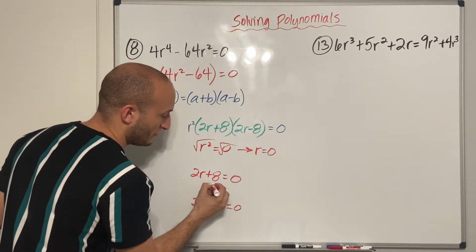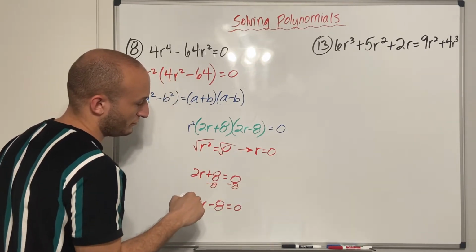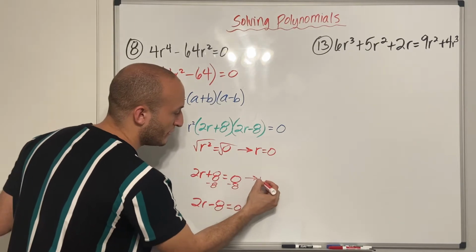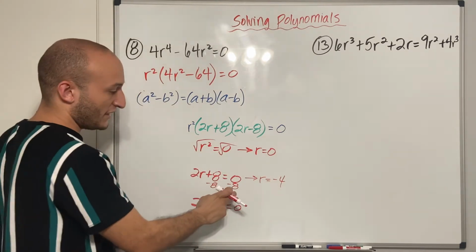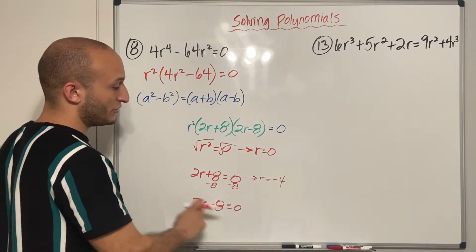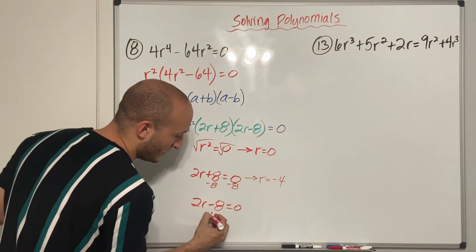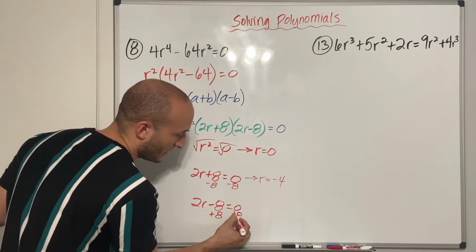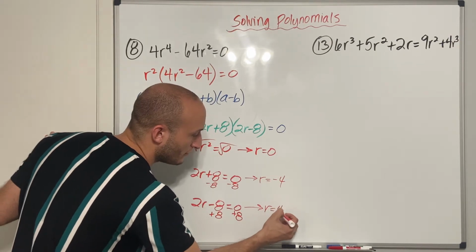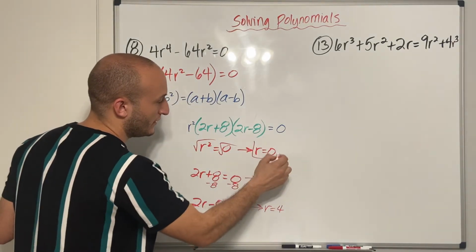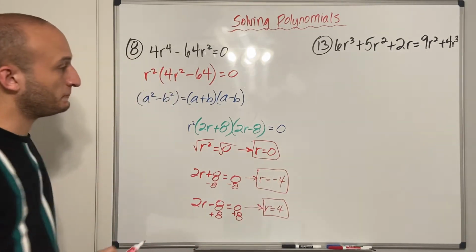Now here I'm going to subtract 8 from both sides, and then divide by 2. So this ends up being r equals negative 4, because negative 8 divided by 2 is negative 4. Do the same thing here, but in this case I'm going to be adding the 8. So that's going to be the same as the previous one, but a positive 4. So these would be my 3 answers for this equation.